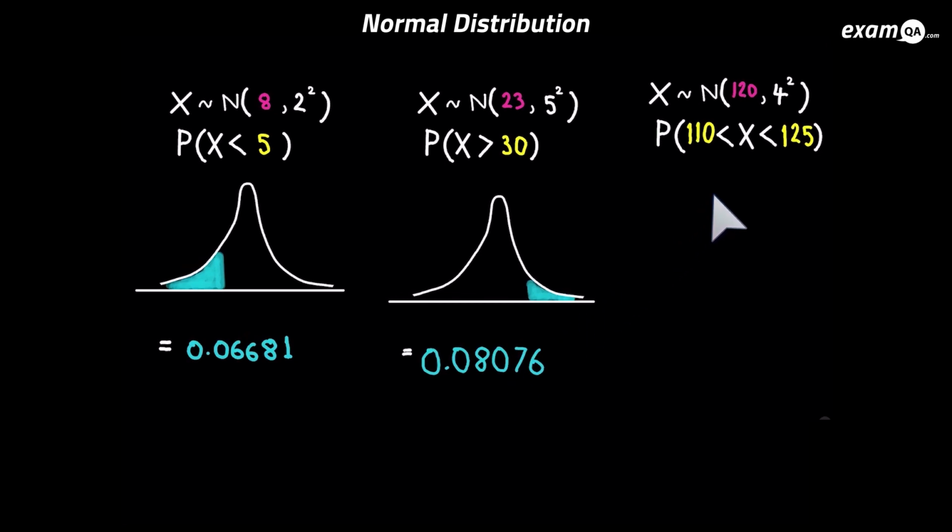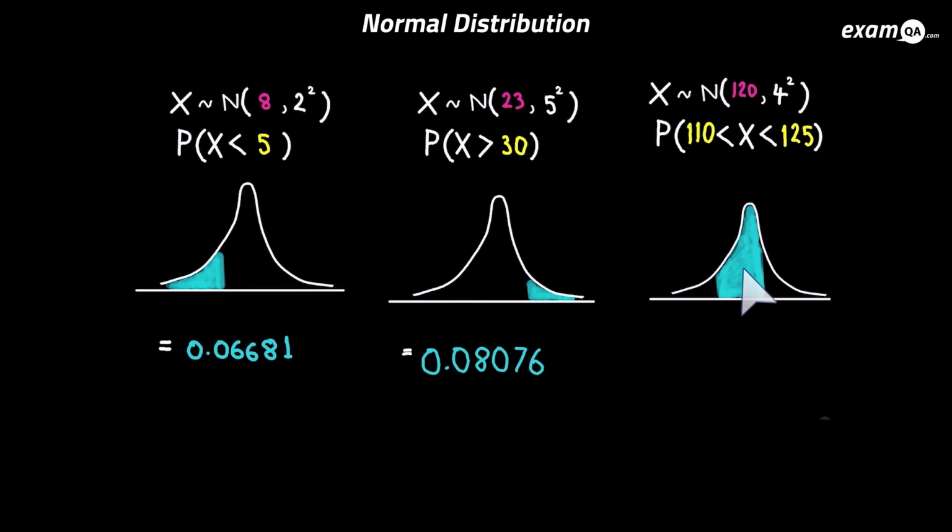So here we've got the last question. If you'd like to try it, pause the video and have a go. So it says x is distributed normally, the mean is 120, and the standard deviation is 4 here. And it wants the probability of being between 110 and 125. And to give you an idea about that, it's this area here. Both values are on either side of the mean.